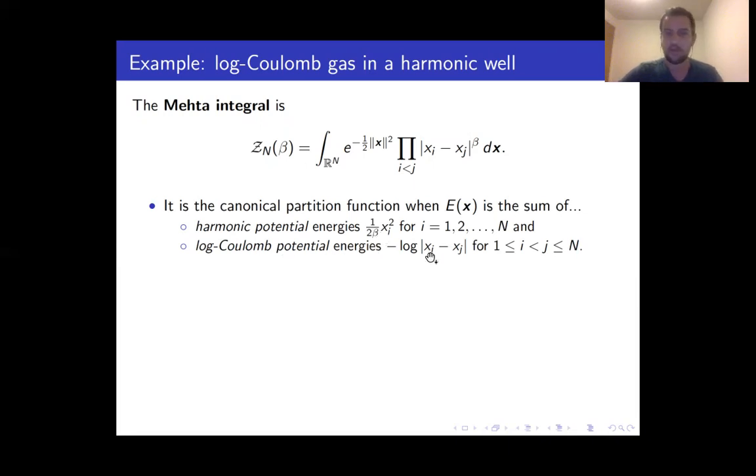Similarly here, if two particles xi and xj are close together, then this logarithm will be a large positive number and will make the total energy larger. So if particles are close together and or far from the origin, then you're going to have a high energy microstate, which has low probability. In other words, having particles far from the origin or close together is probabilistically punished.